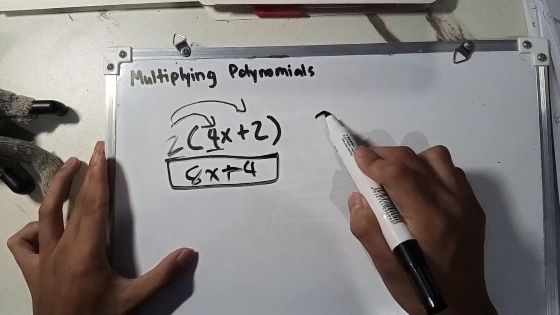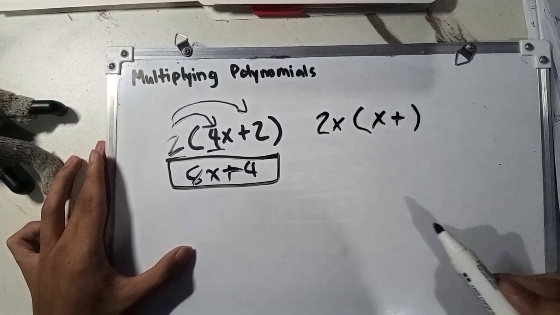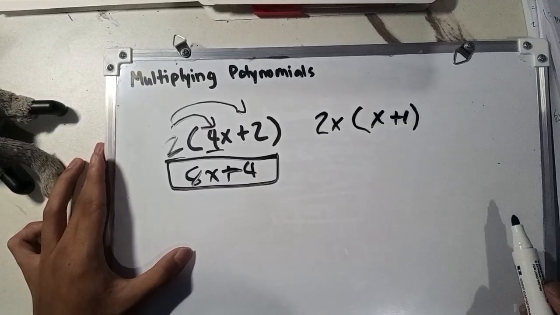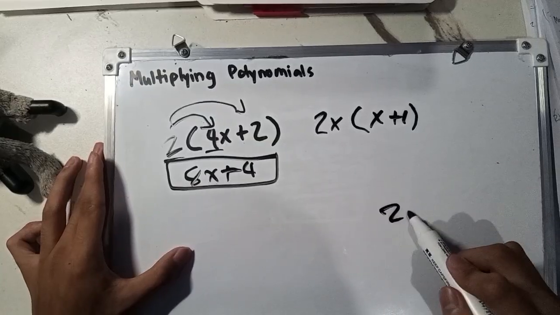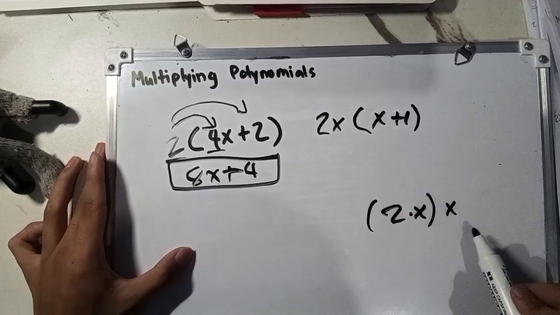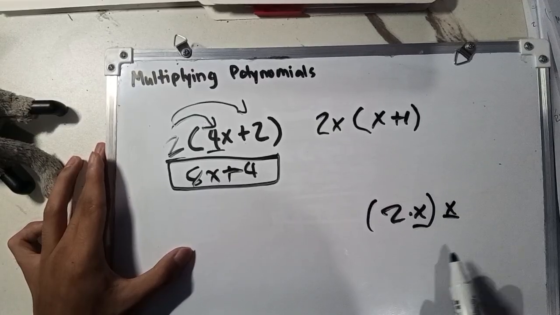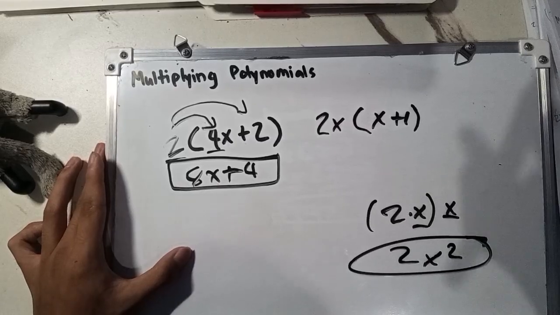Let's try and combine 2x times the value of x plus 1. So 2x times x. Now we have 2 times the value of x. Combine like terms, so x.